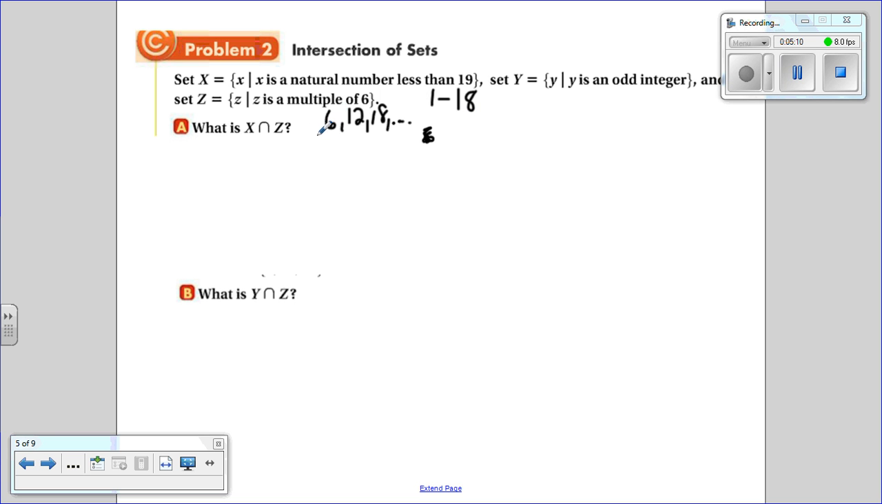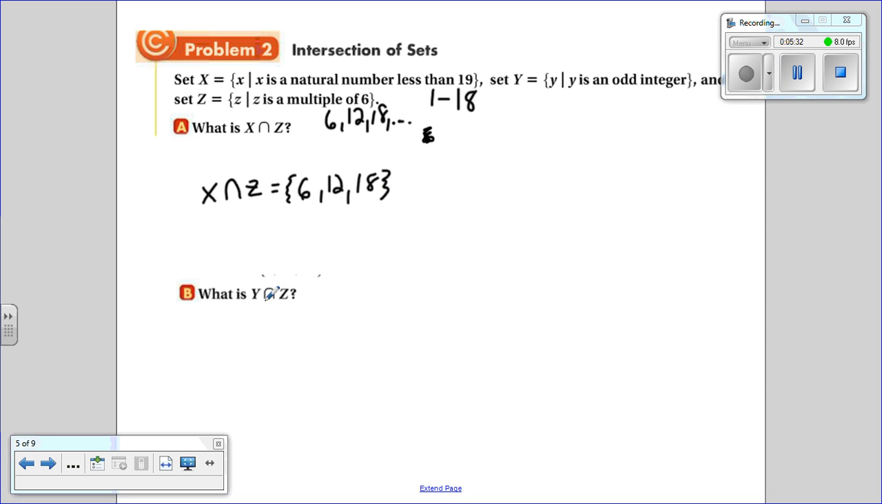They would have the numbers 6. 6 is in there. 12 is in there, and so is 18. So X intersection Z is equal to 6, 12, 18.